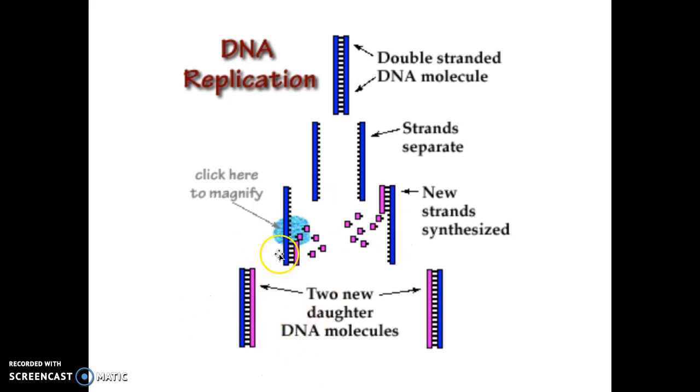And this is what they got. So this is semi-conservative because half of each old strand is conserved, and then each new strand also has half of a new strand.